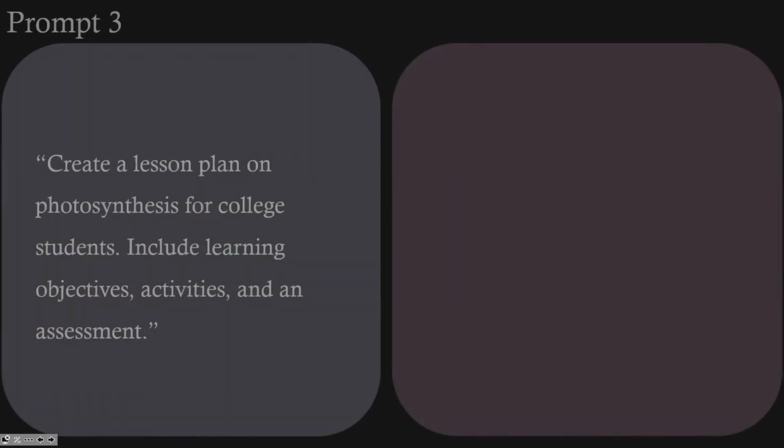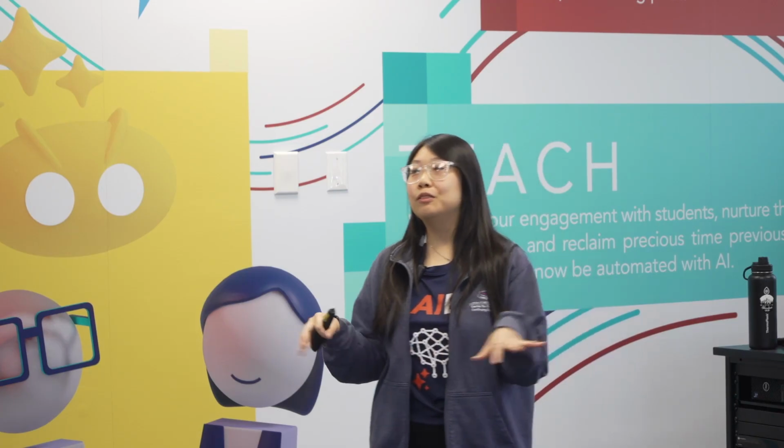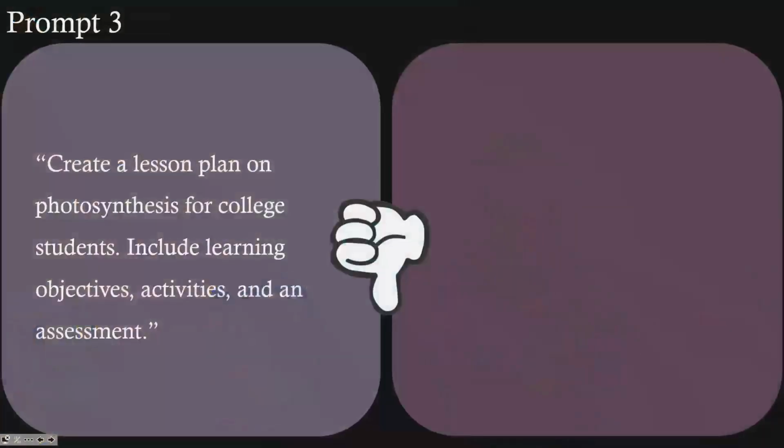All right, and our third prompt: create a lesson plan on photosynthesis for college students. Include learning objectives, activities, and an assessment. Do you think it's a thumbs up, good prompt, or thumbs down, a bad prompt? So in the room and online, we're having kind of a mixed review for this one. Now, this one was a tricky one because, from what we've learned so far, it has all the details that should make a good prompt, but it is actually a bad prompt.